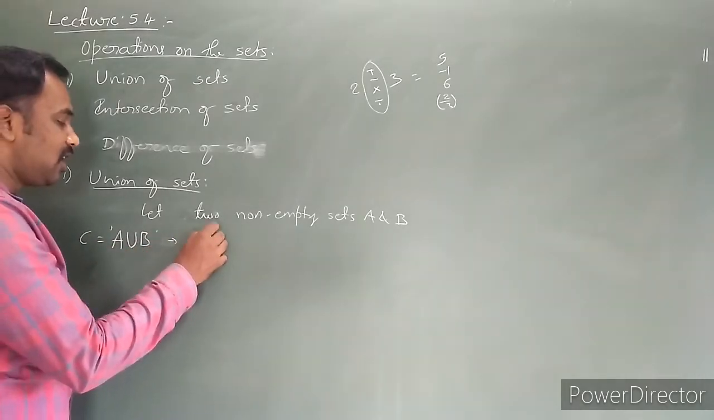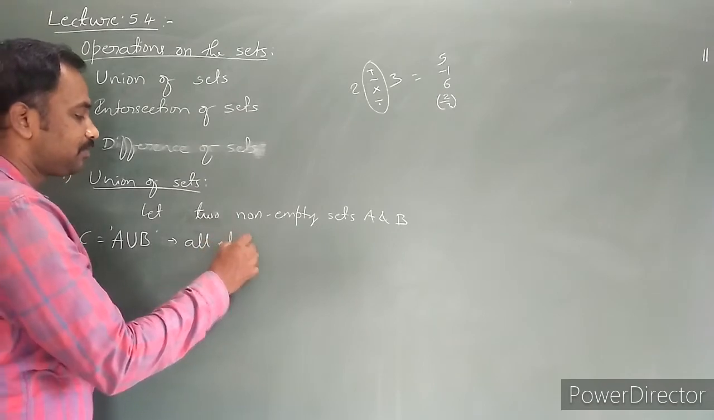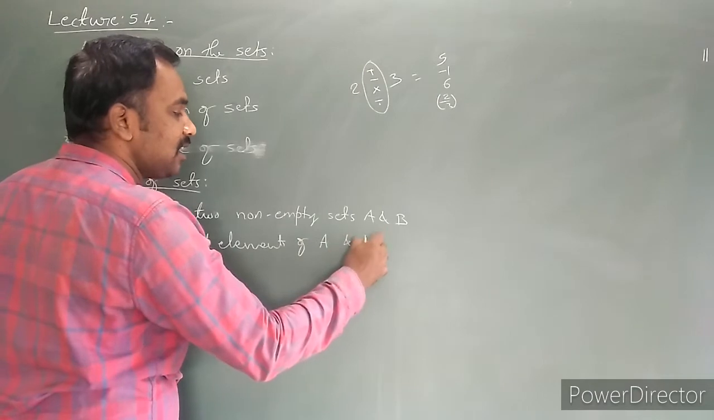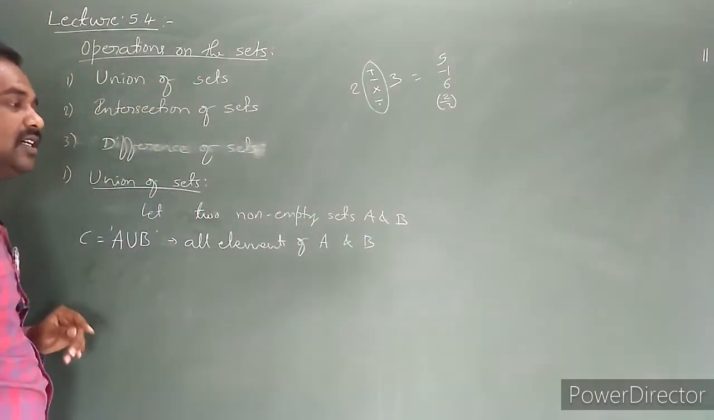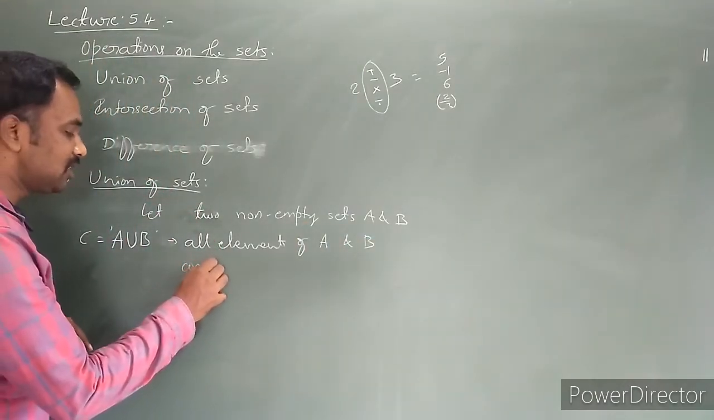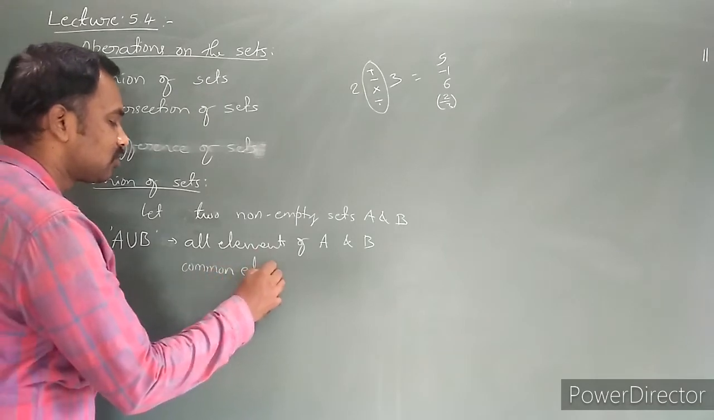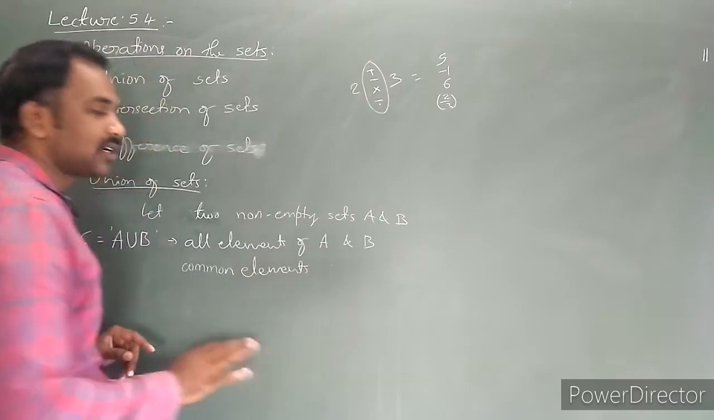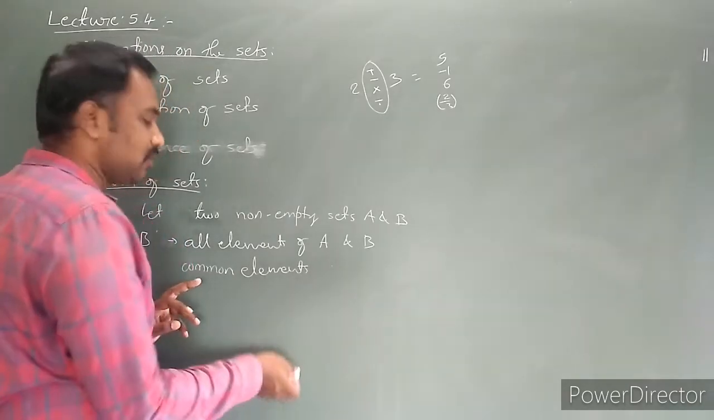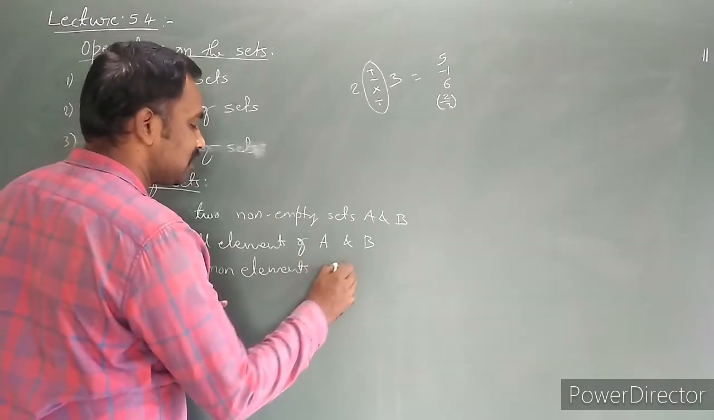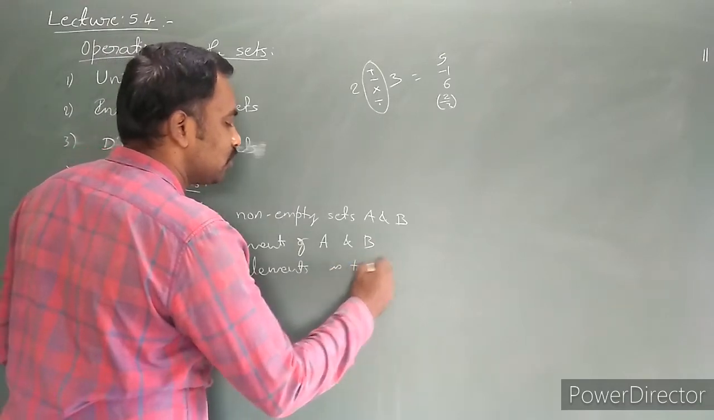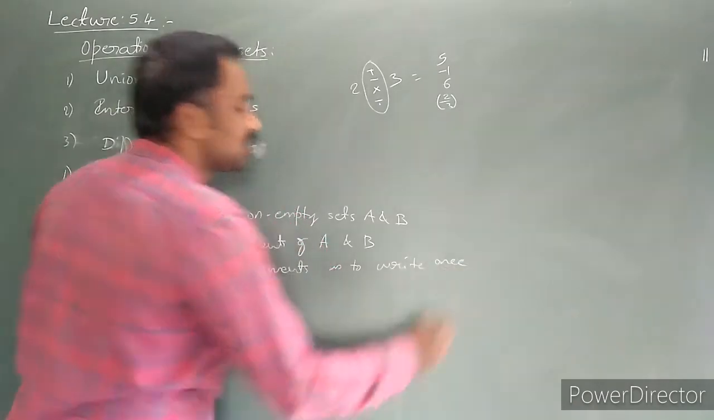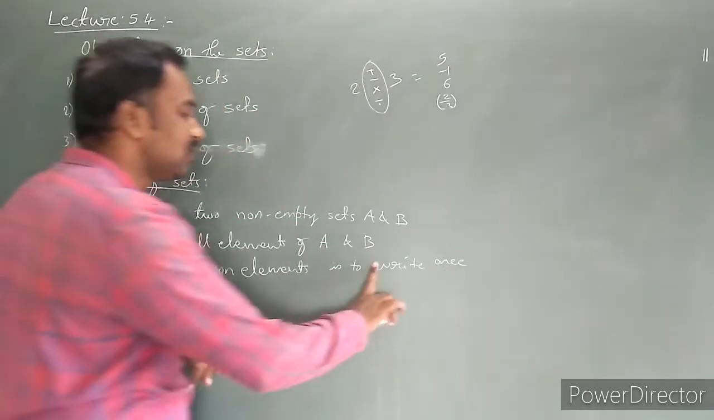It means all the elements of the set A and all the elements of the set B. Common elements we are going to write only once. Common elements are to be taken only once.